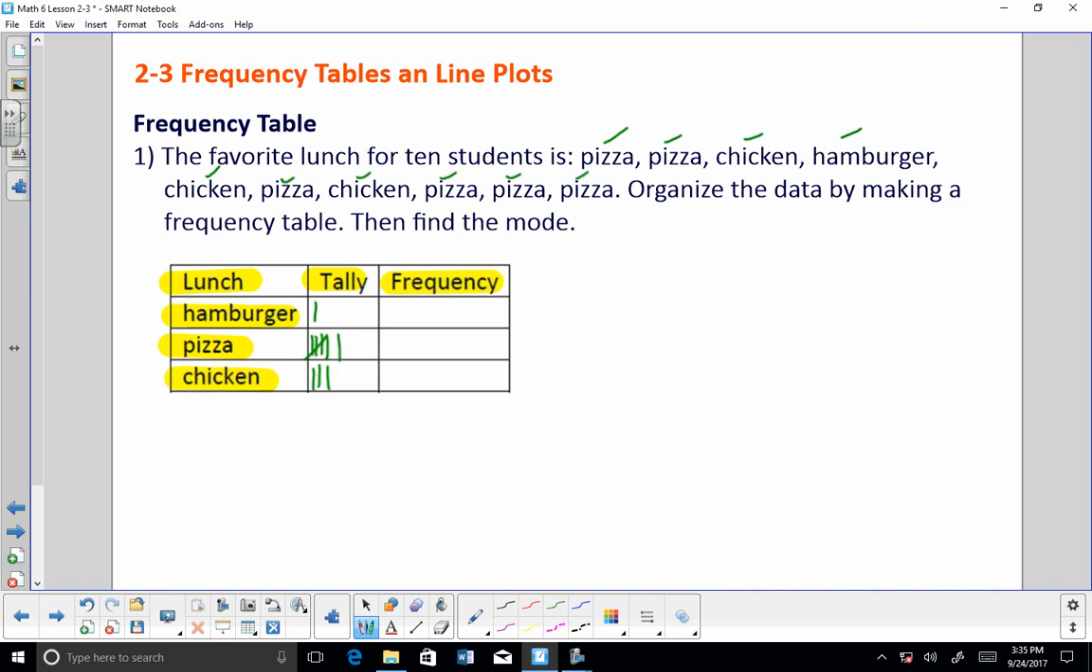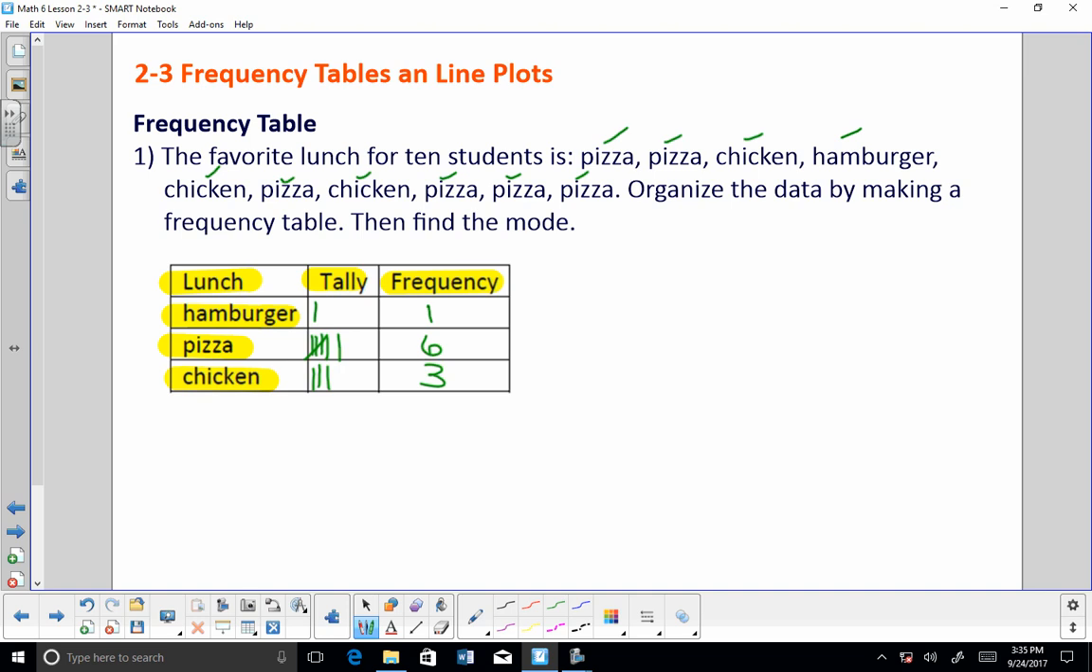My frequency just is count up your tally marks and write it down. So I had 1 hamburger, 6 pizzas, and 3 chickens, and 6 plus 3 plus 1 does equal 10. So I have now found a nice little frequency table, which is much easier to read. It's much easier for me to say, oh, 1 person liked hamburger, 6 people liked pizza, and 3 people liked chicken. That was a whole lot easier to read than to go through this list, especially when the lists get bigger. So now we need to find the mode.